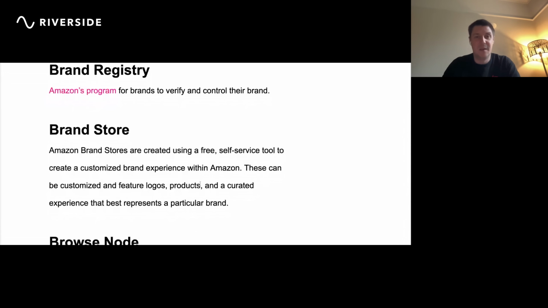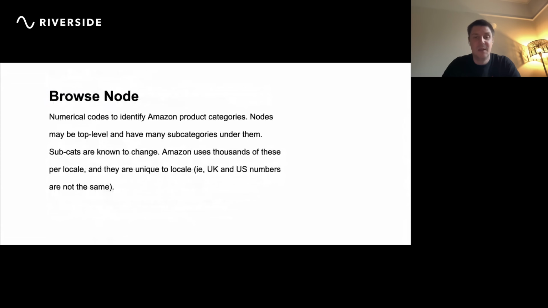These are numerical codes that identify your product categories. Now, it's important that you make sure that every single one of your products is attached to a browse node so that you can be discoverable in a category. If you're not in a category, you're not going to be ranking properly. So in order to have ranking for your product, you need to be discoverable within one of those product categories.